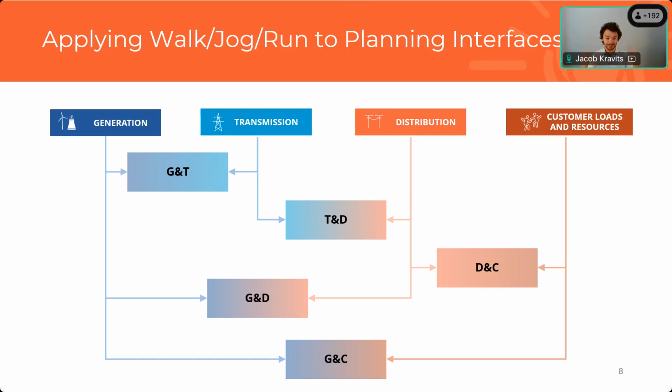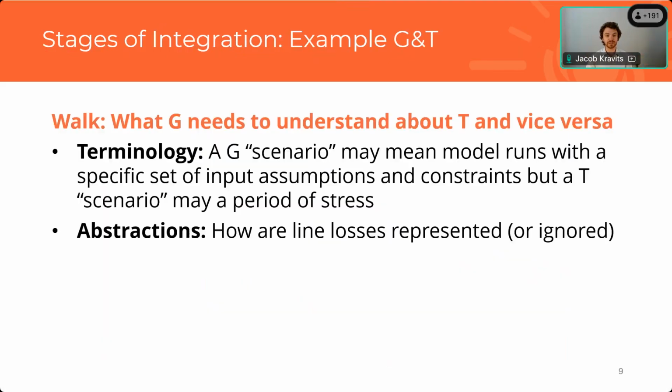So again, you can see there's some combinatorics here, right? I really encourage you to consult the guidebook, if you want to get the sort of breadth of knowledge and really get an appreciation for it as a reference. But just to give you a flavor, let's look at the G&T planning interface. And let's look at what that walk, jog, run framework looks like for G&T planning.